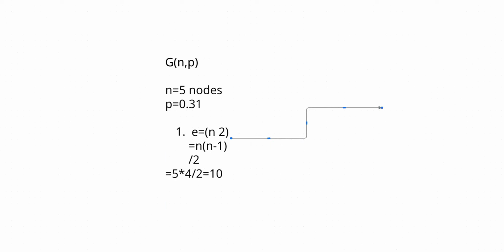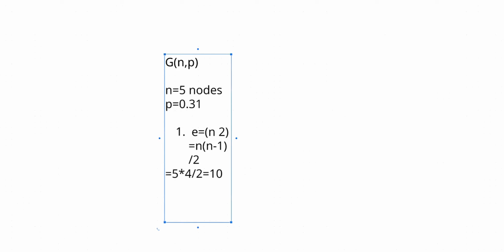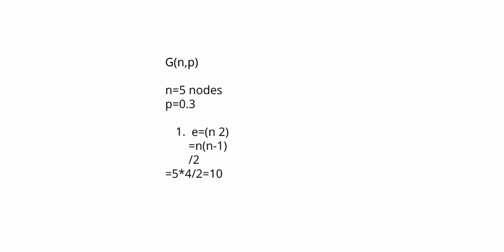And if you do the math, it should be equal to 10 in this case, right? So maximally, we should have about 10 different edges among all the random nodes that I have in the graph here. Now, if I ask you as a next question, can you list all the possible edges?